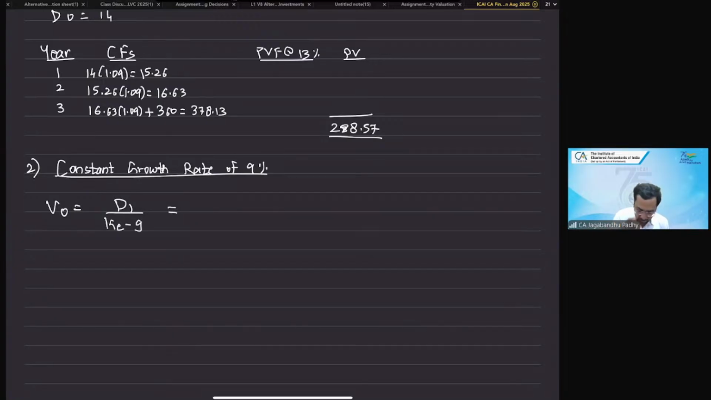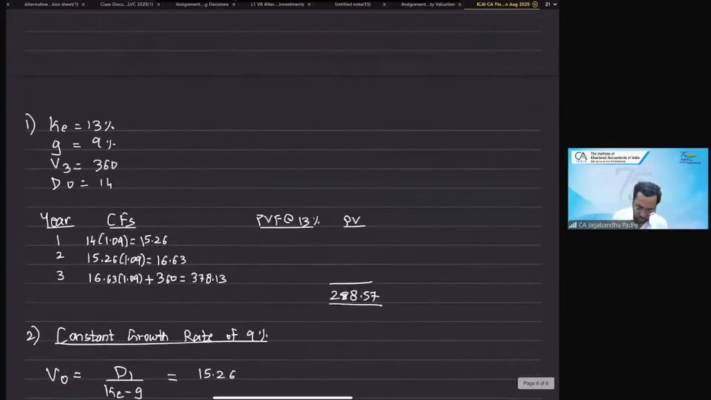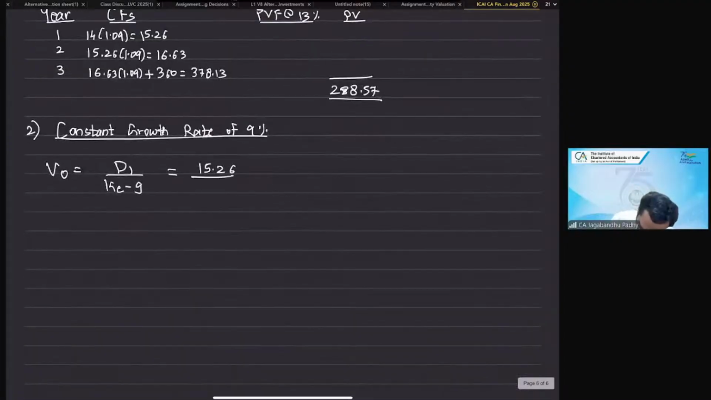So D1 is 15.26, upon 0.13 minus 0.09. The value works out to be 381.5. Yes, sir. 381.5. Okay.